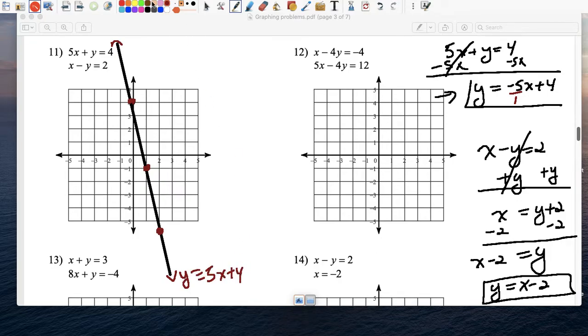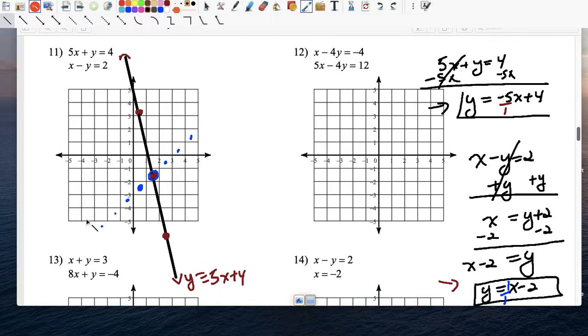And the other one now, I'll do it in blue. It's this guy right here. y equals x minus 2. The y-intercept is negative 2. And it's a positive slope. This one is easy. It's just 1 over 1. So 1 up, 1 to the right. And I'm going to put a circle around this so that we know that's the point of intersection. So this point right here is where both lines meet.